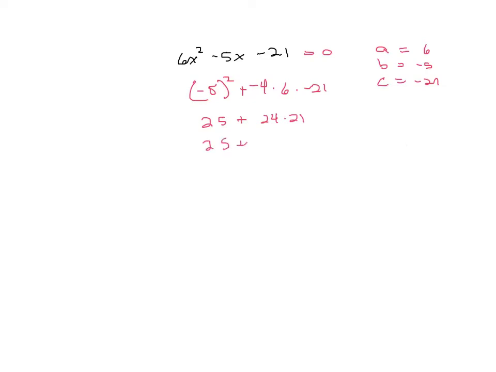25 plus 24 times 21, that's 504, is 529. Well, 529 is a perfect square. If we take the square root of that, we get 23. So 529 is a perfect square. This is factorable, which means that there is a binomial factorization that we could get by splitting these apart into parentheses.